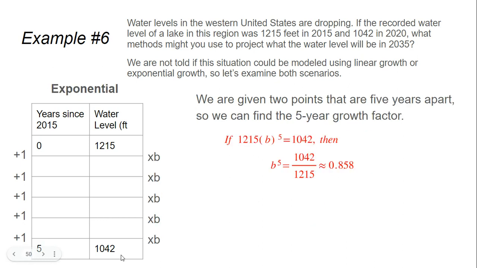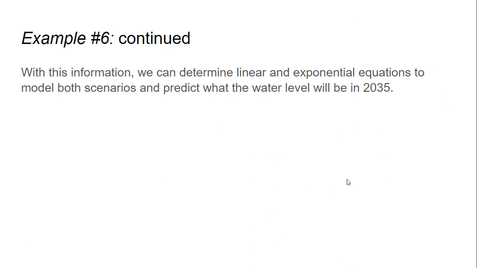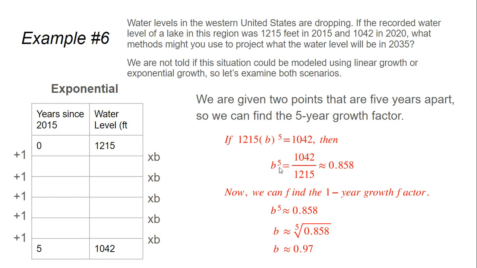What about in an exponential situation? Well, here I start with 1,215 and I have to multiply something 5 times to get to 1,042. So if I have 1,215 and I'm multiplying by something 5 times, I can divide both sides by 1,215. That gives me an approximate value, but then that's equal to b to the 5th. So I'm going to have to take the 5th root of both sides. And that gives me a growth factor, technically, of 0.97.